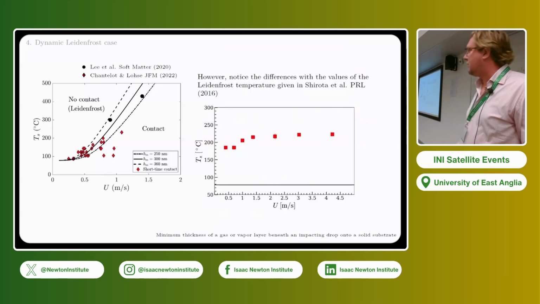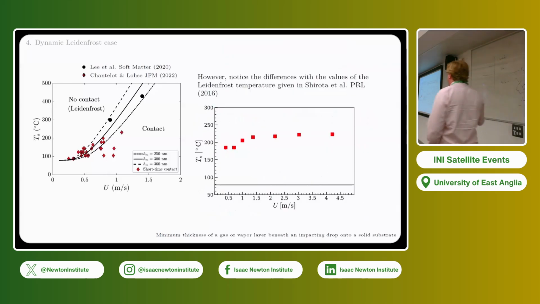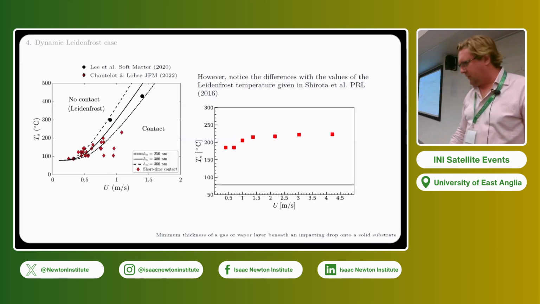And now, if we look at the Chirota observation, the liquid is the same. So this is ethanol. And you have the Leidenfrost temperature. For temperature larger than this one, you have no contact. Below, you have contact. And you have this experimental point. But if you look at 1.5, you have not 500 degrees. So what happens?